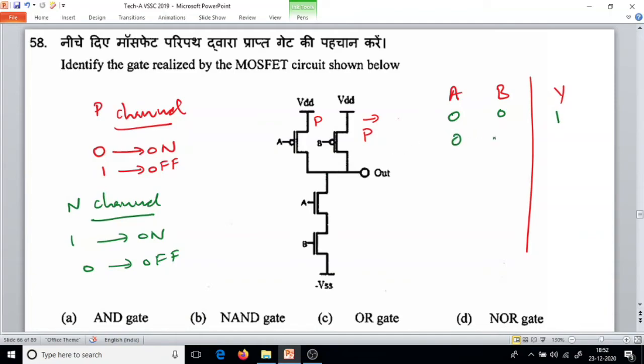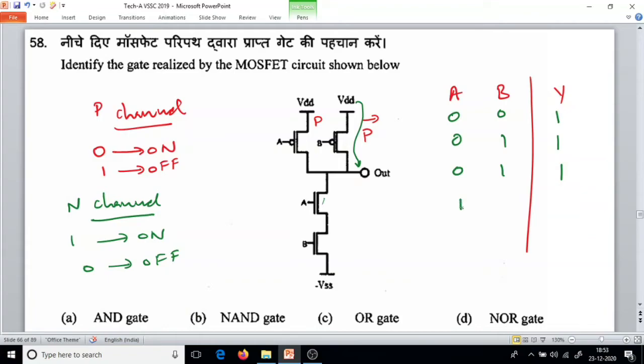Next, when I apply 0, 1, because these two are connected in parallel, if any one of these gets on, VDD just comes here. And here it is series, so both have to be on together, then only ground, minus VSS, comes here. So the output is high. Similarly, for 1, 0 also the output is high.